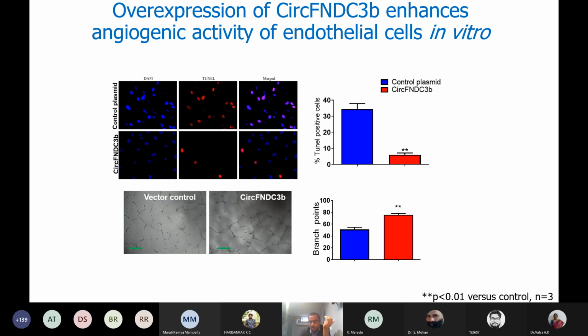We also did similar kinds of experiments in the cardiomyocytes. We took mouse cardiomyocytes, human cardiomyocytes, rat cardiomyocytes. So different kinds of cardiomyocytes we took, overexpressed this circular RNA and subjected them to stress. And the overexpression of this circular RNA, irrespective of the cell types from different origins, protected against cardiomyocyte cell death.